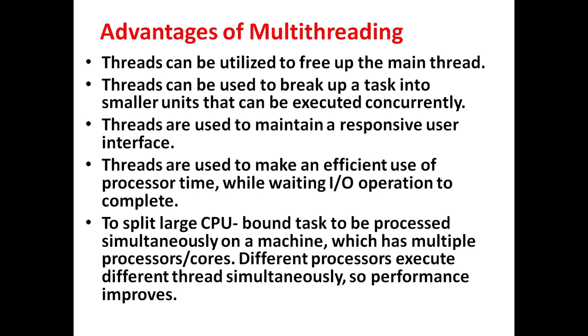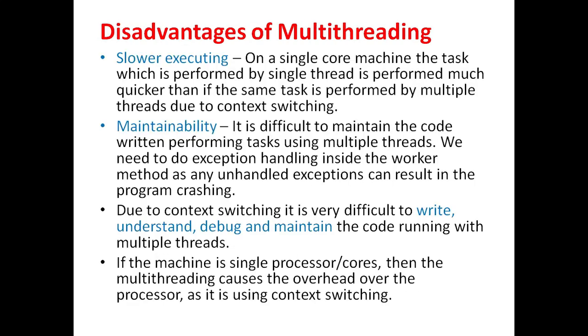Threads are used to split large CPU-bound tasks to be processed simultaneously on a machine which has multiple processors. Different processors execute different threads simultaneously, so performance improves. Next are the disadvantages of multithreading.